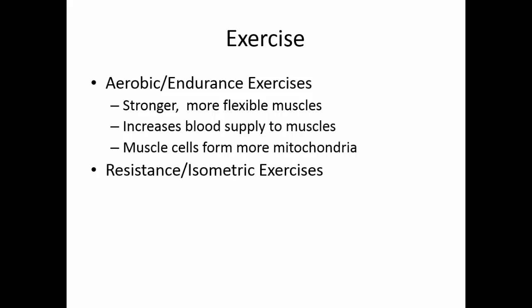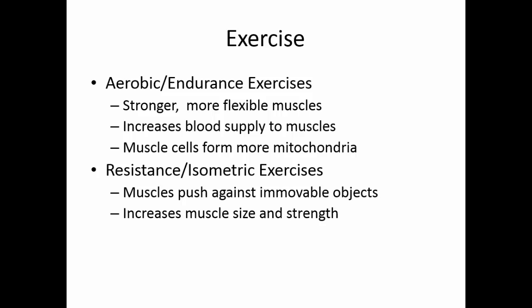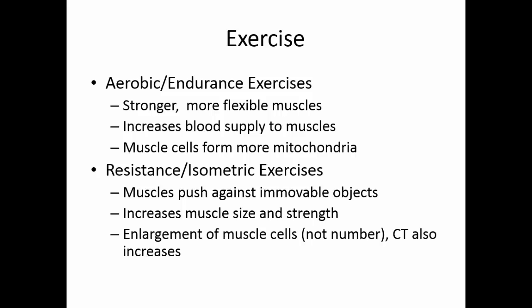Resistance or isometric exercise is when muscles push against immovable objects, or it's like weightlifting. You don't lift anything very far. This will increase the muscle size and the strength of the muscles. The muscle size is because of an enlargement of muscle cells, not more muscle cells in the muscle. What happens is more myofilaments fill up the muscle. That makes the muscle cell bigger. Also, connective tissue increases to give the muscle more support.